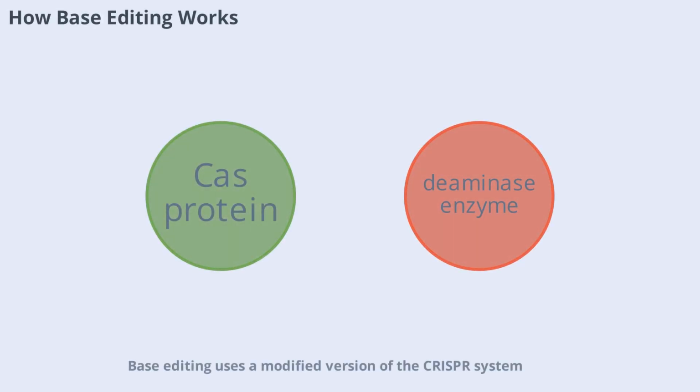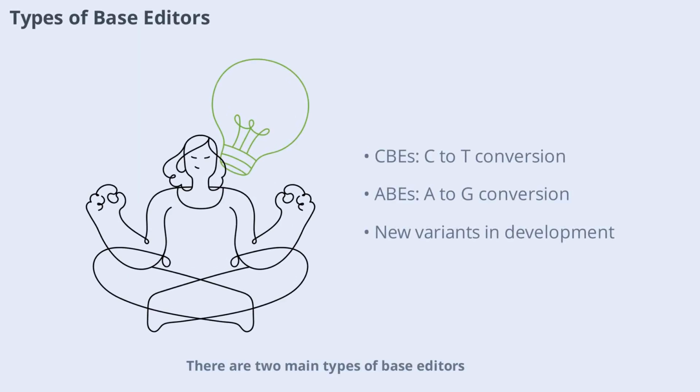Base editing uses a modified version of the CRISPR system, combining a catalytically impaired Cas protein with a deaminase enzyme. The Cas protein guides the complex to a specific DNA sequence, while the deaminase chemically converts one base into another. For example, cytosine can be changed to thymine or adenine to guanine. This process is highly targeted and does not require cutting the DNA, making it both efficient and less likely to cause unintended genetic changes.